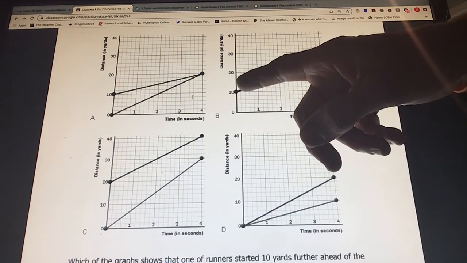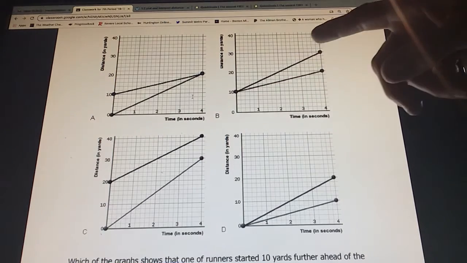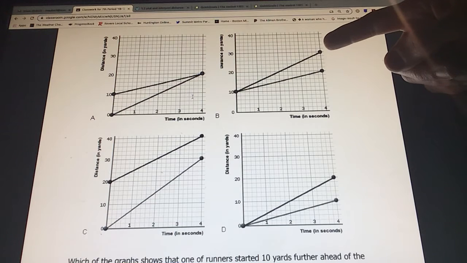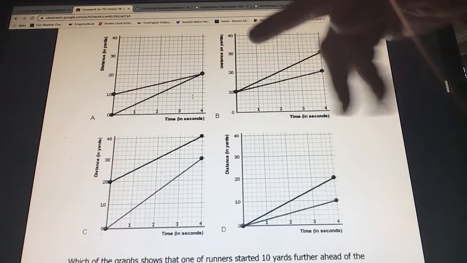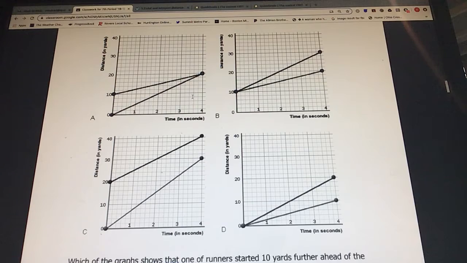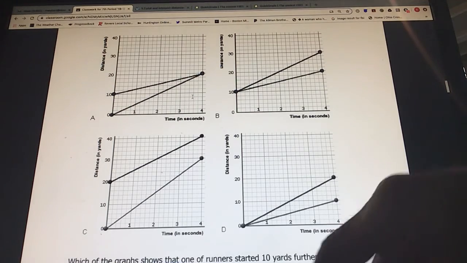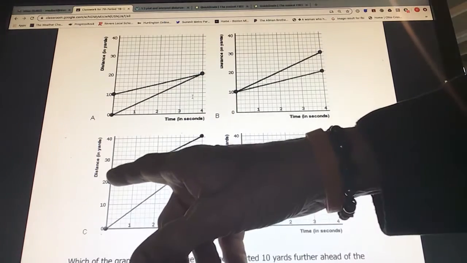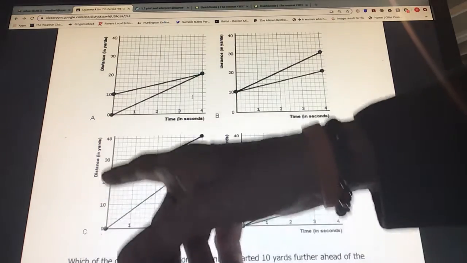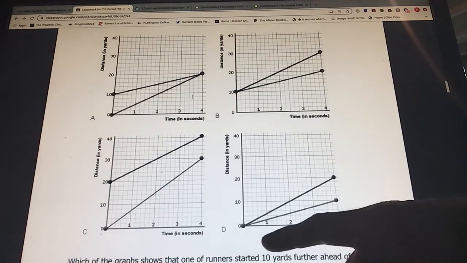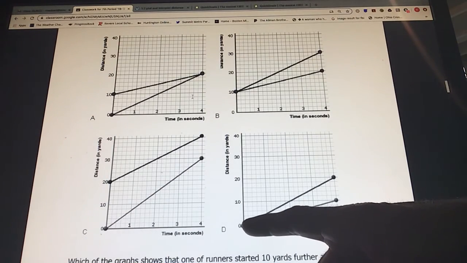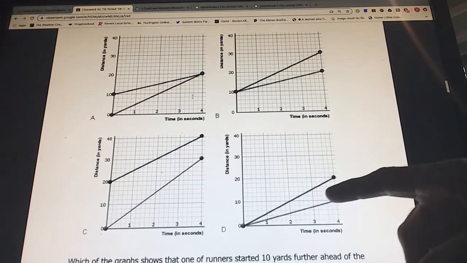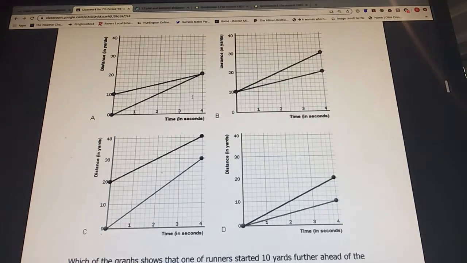These people started at the same point. Which one's moving faster? This one is, okay? This one's a steeper angle, so it's moving faster than this guy. But this question still is which runner started 10 yards farther ahead. This one started at 0. This one started 20 yards ahead. So this one does not fit the problem. And then D, this one they both started at 0. This one moving away faster, this one moving away slower, both constant. So A is the right answer there.